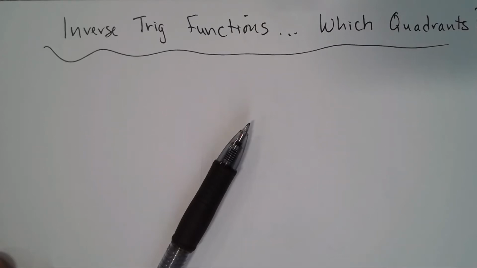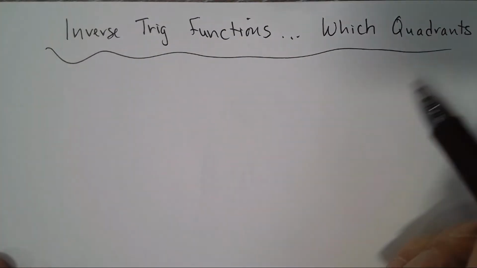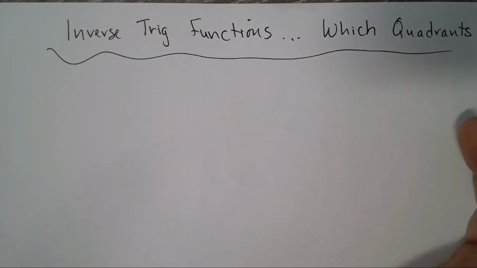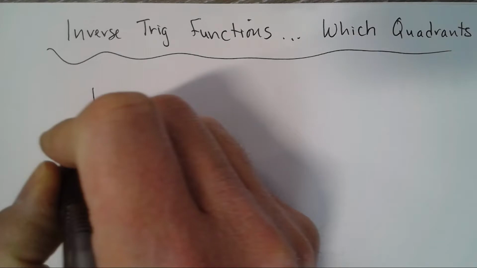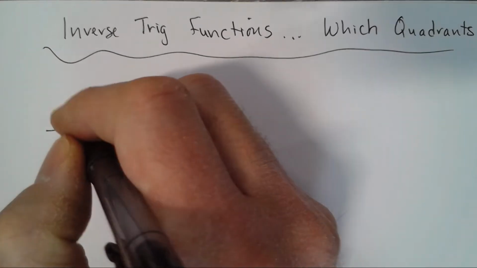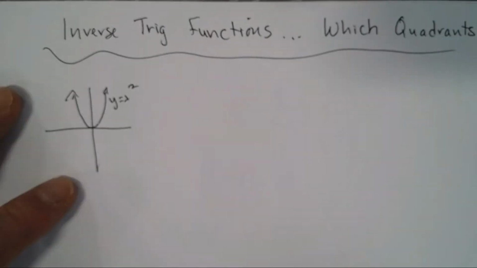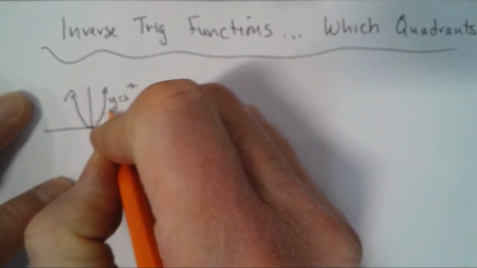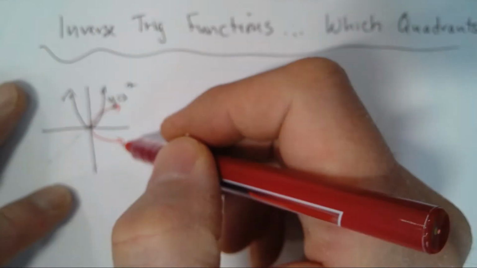Alright, so what quadrants are inverse trig functions defined in? So you should know something about inverses first. All functions have inverses, but not all inverses are functions. If I have, let's just say, y equals x squared, well, this has an inverse. Remember, inverses are symmetrical over the line y equals x. So it would look like this. The inverse of that is not a function because it fails the vertical line test.